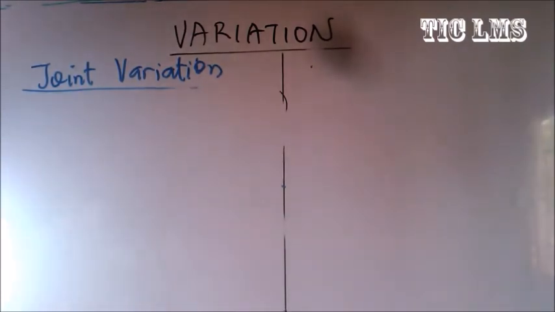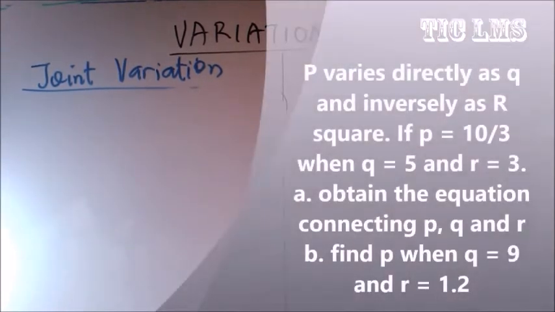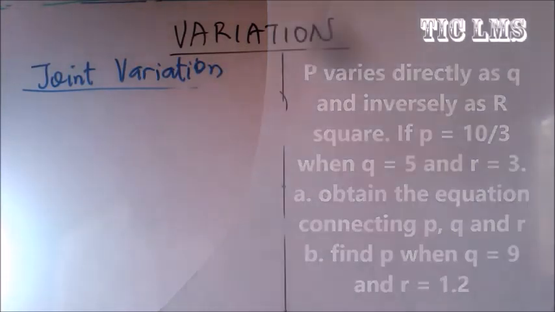So let's take another question. We have that P varies directly as Q and inversely as R squared. If P equal to 10 over 3, when Q equal to 5 and R equals to 3, A, obtain the equation connecting P, Q and R. B, find P when Q equals to 9 and R equals to 12.